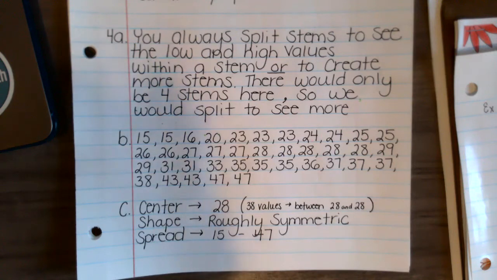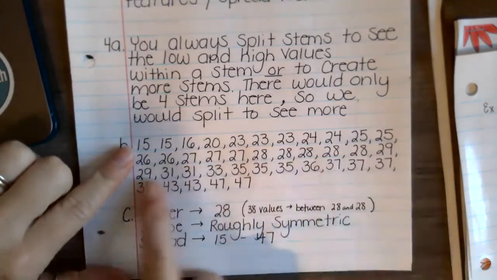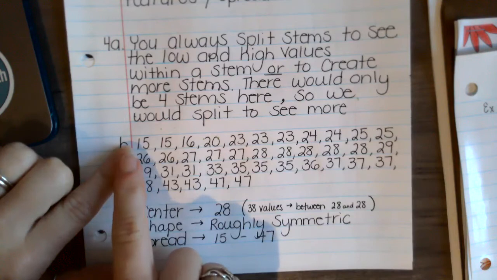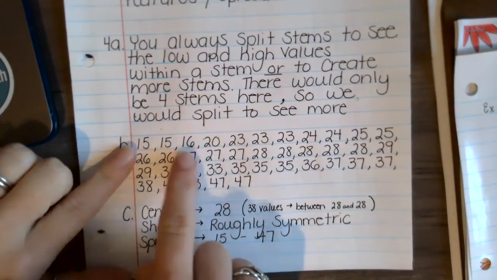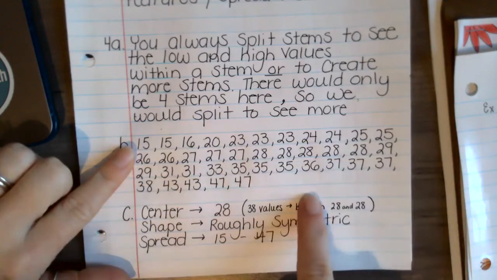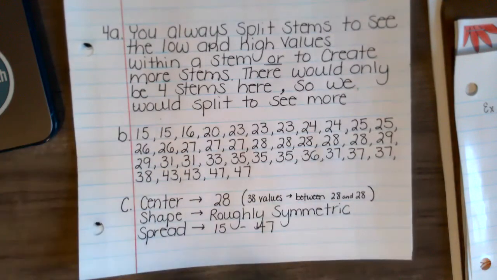The next part says, give an appropriate key for this graph. What that means is to actually write out the values that are in the graph, which did take me a little while. But we had the 1, and then the 5 is 15, and 15, and 16, and 20. So I wrote out all the values there. That's the key. Then it asks you to discuss it.